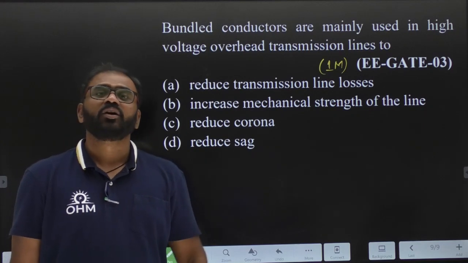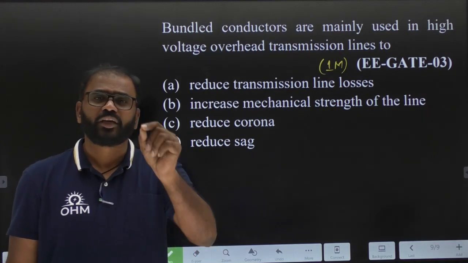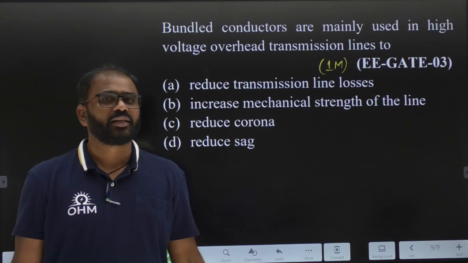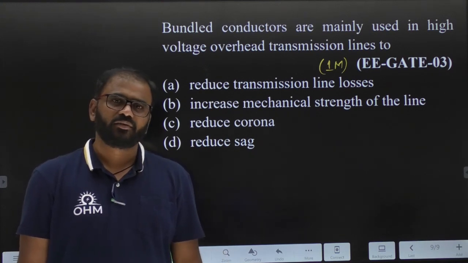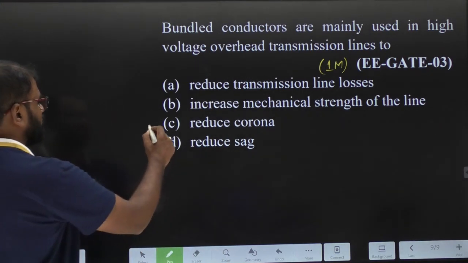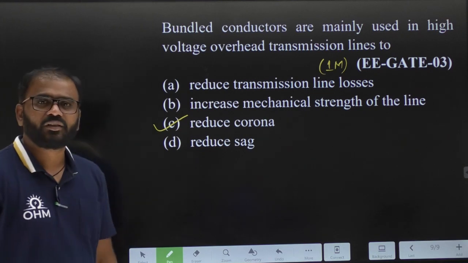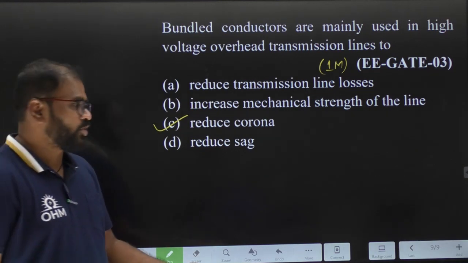But if you ask me what is the main reason for going for bundle conductors, the answer is to reduce the corona. So the option here is to reduce corona. Clear? Now we will move on to the next question.